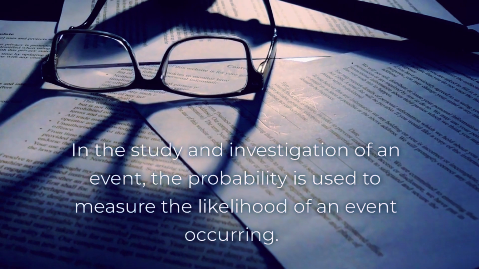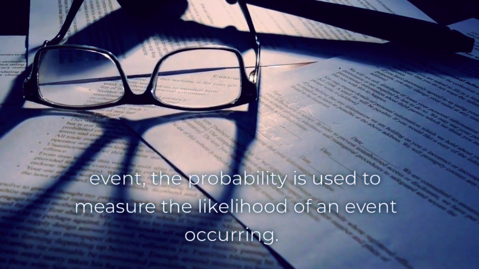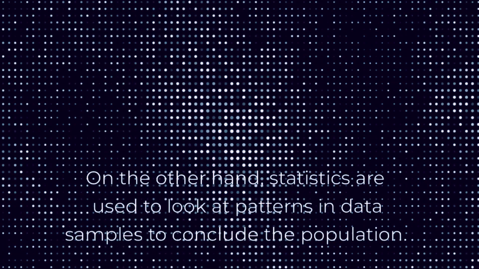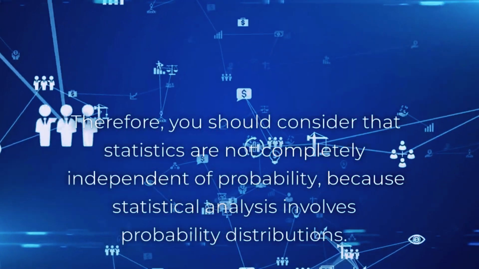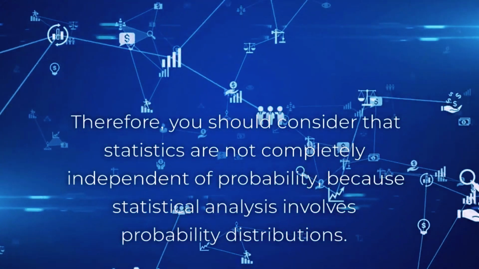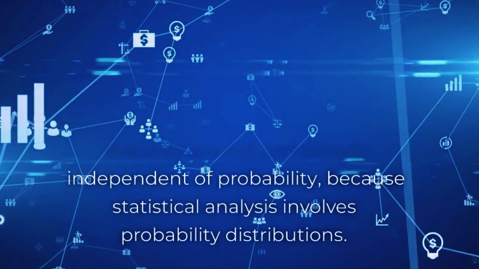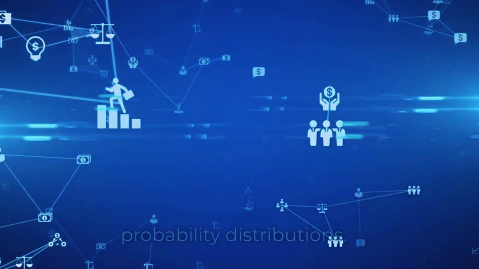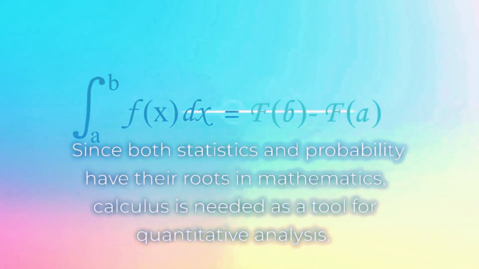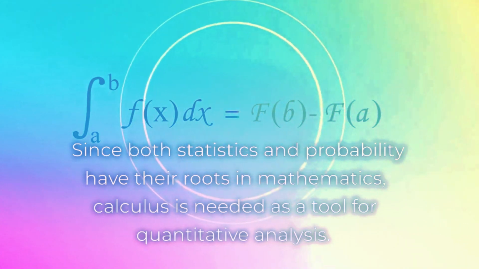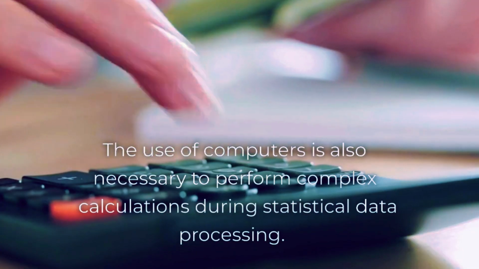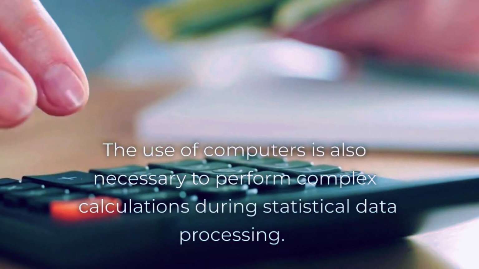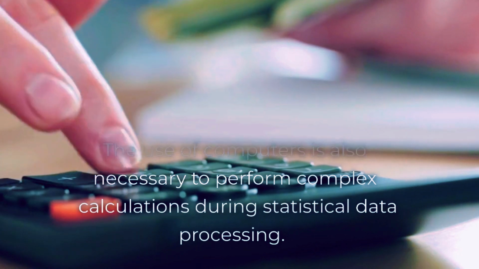In the study and investigation of an event, the probability is used to measure the likelihood of an event occurring. On the other hand, statistics are used to look at patterns in data samples to conclude the population. Therefore, you should consider that statistics are not completely independent of probability, because statistical analysis involves probability distributions. Since both statistics and probability have their roots in mathematics, calculus is needed as a tool for quantitative analysis. The use of computers is also necessary to perform complex calculations during statistical data processing.